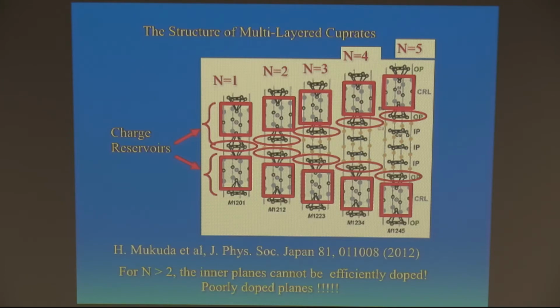How to do that is up to the material science colleagues. But for sure, if we can build a material with another charge reservoir here, we will certainly increase Tc.